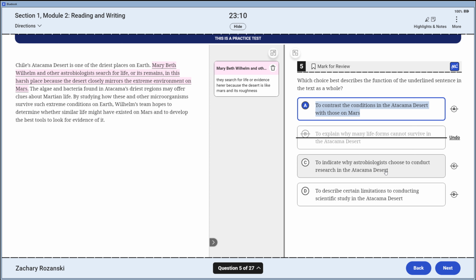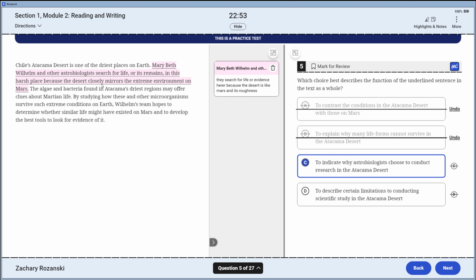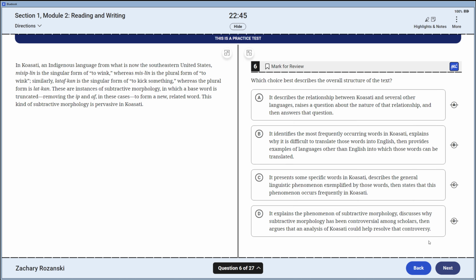To indicate why astrobiologists chose to conduct research in the Atacama Desert, why did they want to conduct research there? Because it was like the other ones. I really like this, so I'm going to take A off the table. The contrast is like that they're different, but the word "mirrors" is pointing me exactly to the fact that they're the same. So why did you want to choose to conduct research here? Because it mirrors the environment closely. What are the limitations? No, there's not a limitation. It's just like Mars, which is awesome.